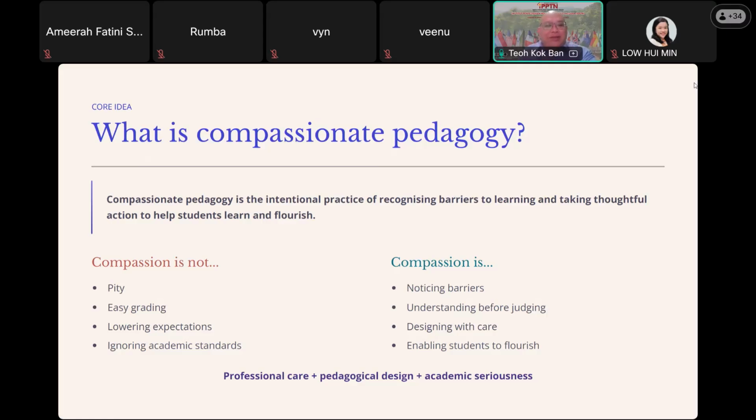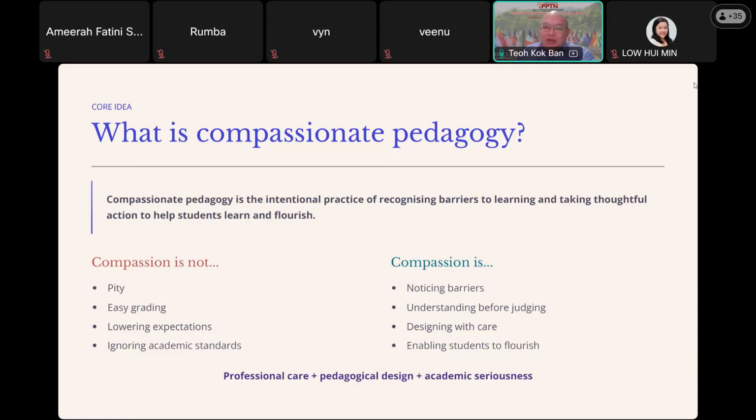So on the left side, as you can see over here, you can see what compassionate is not about. It is not about being pity. It's not about easy grading. It's not about lowering expectations. And it is certainly not ignoring academic standards. On the right-hand side, we notice barriers. And then we try to understand before we judge. We design learning with care, and ultimately, we try to create conditions where students can flourish.